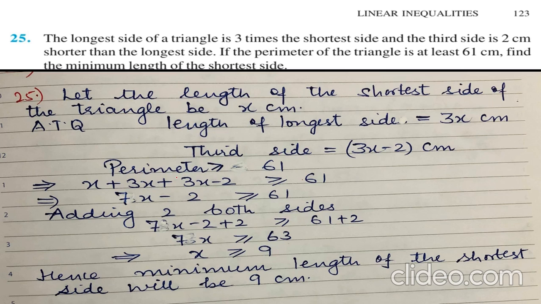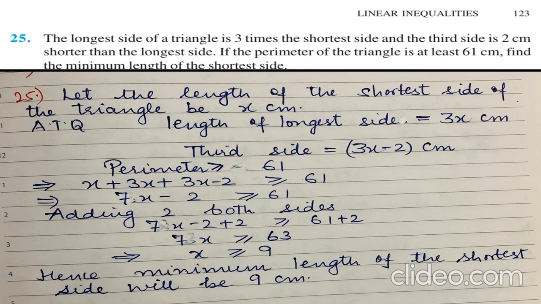Now the perimeter is the sum of all the three sides. So adding all, x plus 3x plus 3x minus 2 greater than or equal to 61. So it becomes 7x minus 2 greater than or equal to 61. Now we will solve this. So adding 2 to both sides, the 2 cancels out. We are left with 7x greater than or equal to 61 plus 2, which is 63. Dividing both sides by 7, we get x greater than or equal to 9. So the minimum value of x must be 9.